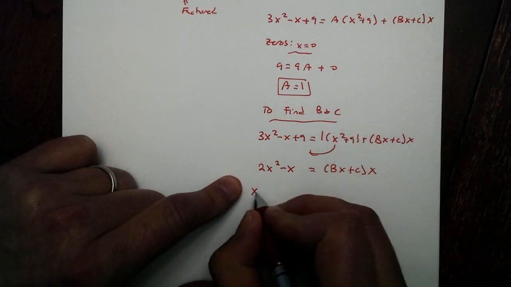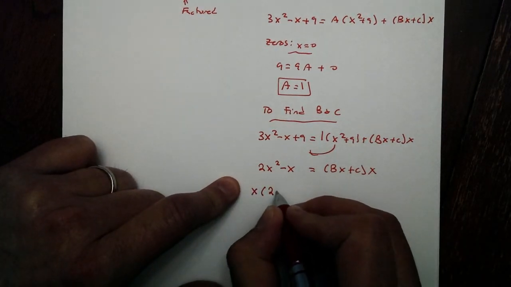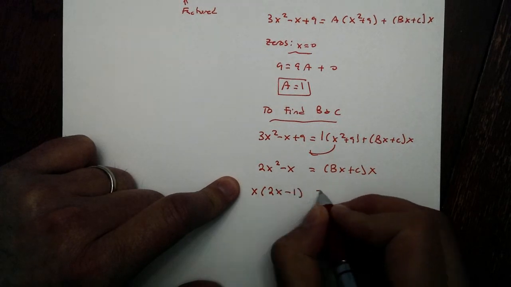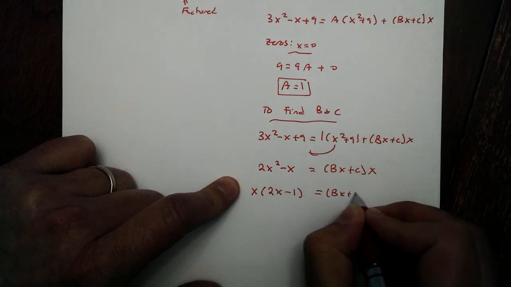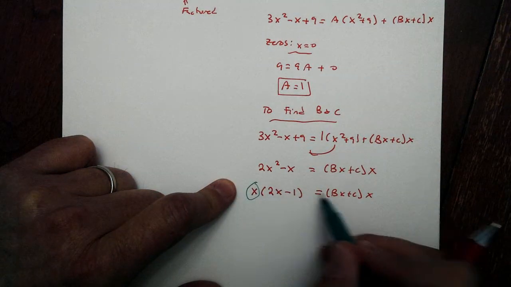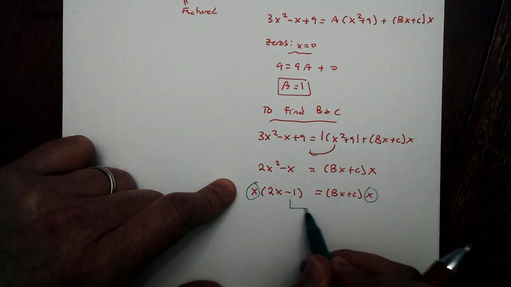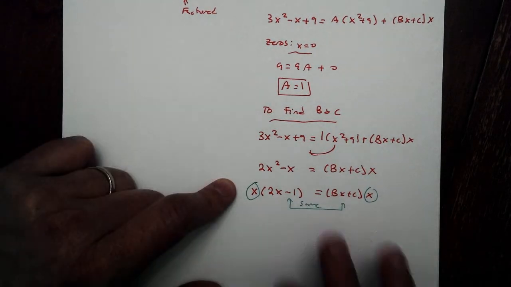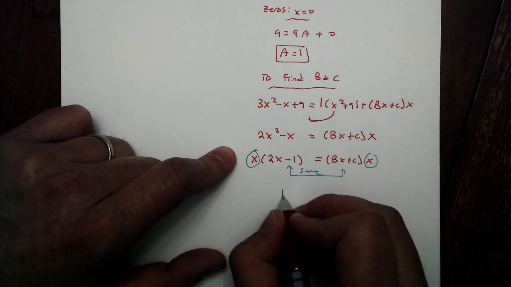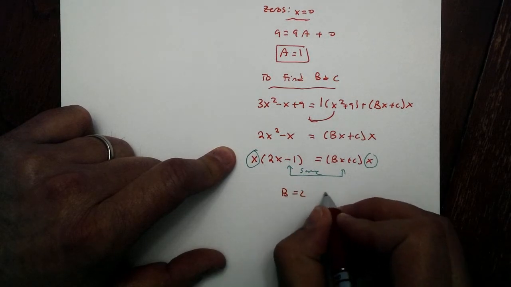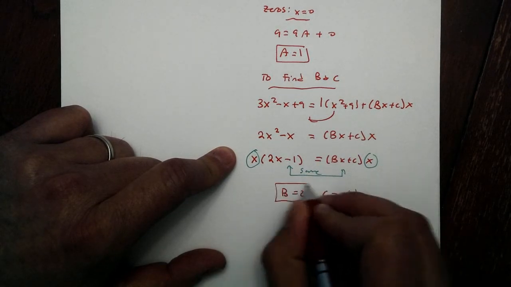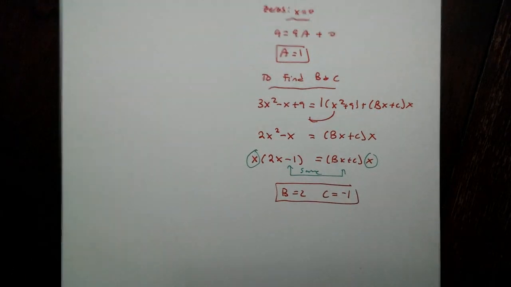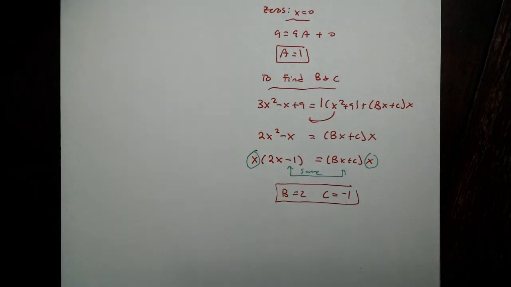So out of this one, if I factor out an x, I'm going to get 2x minus 1 equals this bx plus c times x. Well, they already have these x's the same. What does it mean about these two? Oh yeah, those are also going to be the same. So I can now say b is 2, c is negative 1. Now, we haven't even done the calculus yet. That's just using the Heaviside method.